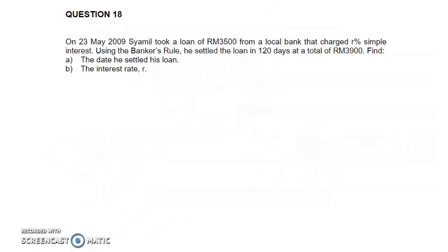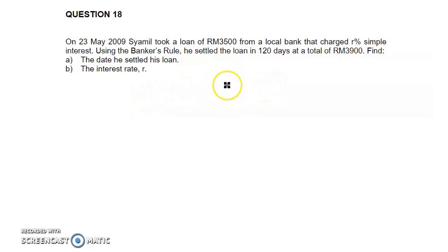Okay, now let's look at the last example for this video. On 23rd May 2009, Shamil took a loan of 3,500 ringgit from a local bank that charged R% simple interest. Using the banker's rule, he settled the loan in 120 days at a total of 3,900. So 3,900 indicates value S, the amount that he needs to pay back. Find the date he settled his loan and the interest rate R.